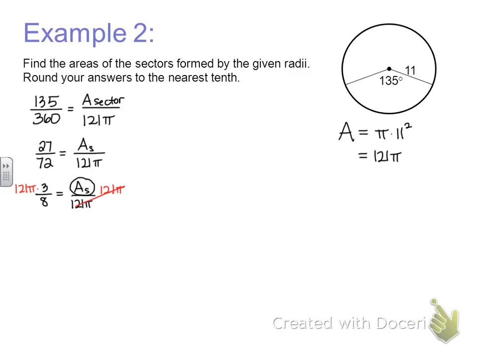What's 121 times 3? 363 times pi over 8. Am I now to the point where I can plug this in on my calculator? Yeah, I can plug this in on my calculator. Can somebody type out for me 363 times pi over 8 and tell me what we get in terms of the nearest tenth?